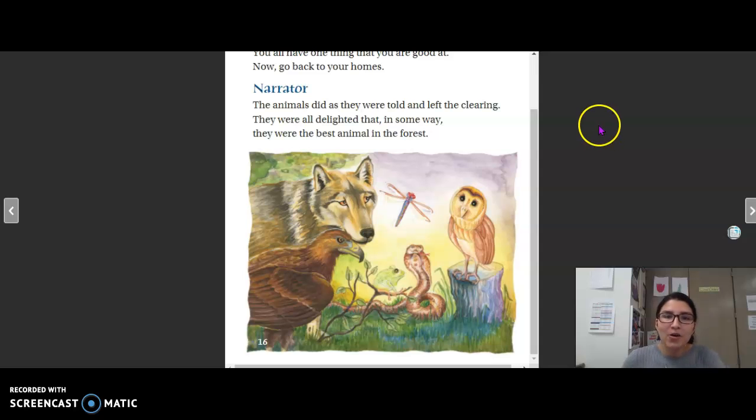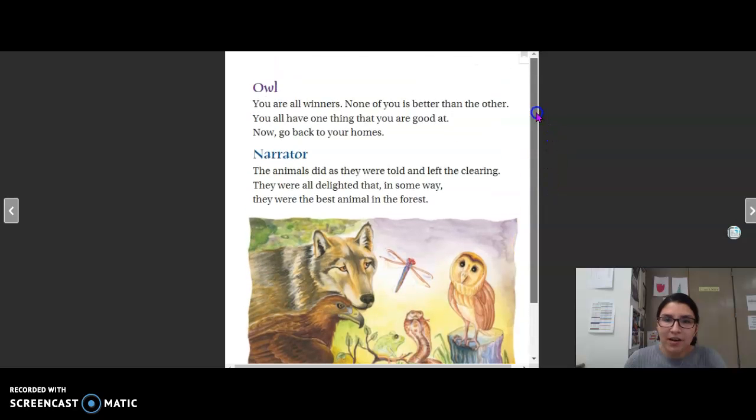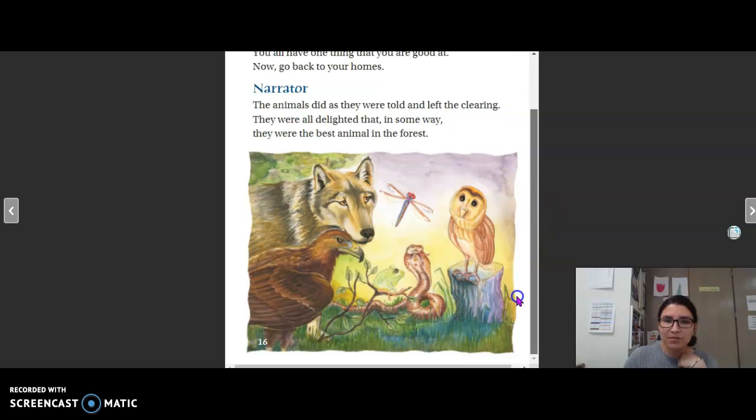Okay? I hope you like this little drama over the best animal in the forest. So let's go ahead and go back real quick and name all the characters. Here we actually use this picture. We have the wolf, the eagle, the frog, dragonfly, snake, owl, and the narrator. Does the narrator count as a character? No, we only have 6 characters, and then we have the narrator, right?